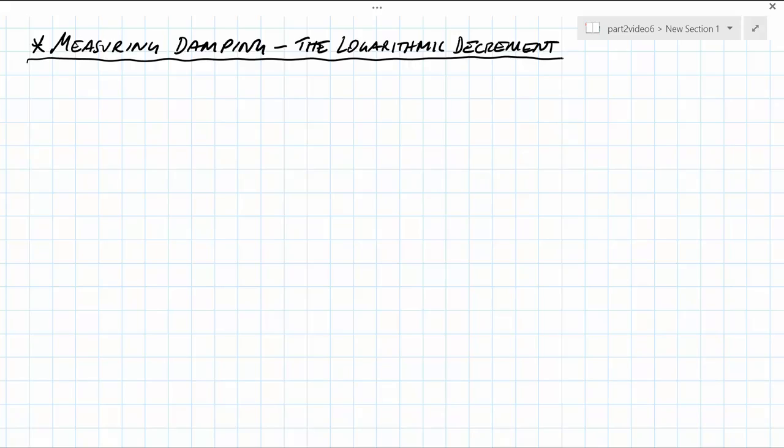True damping in structures is harder to find. Another way we can do this is to define an equivalent measure of damping called the logarithmic decrement. This compares successive peaks in the response to arrive at an estimate for the damping.